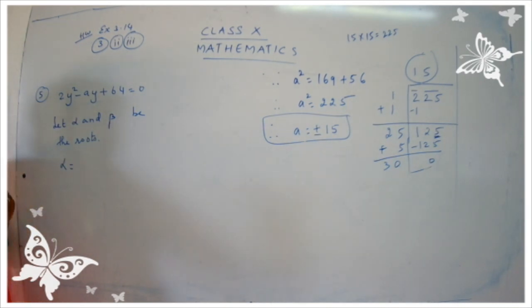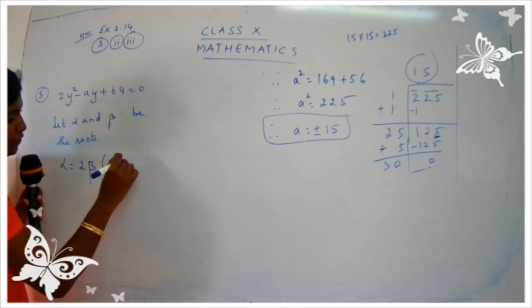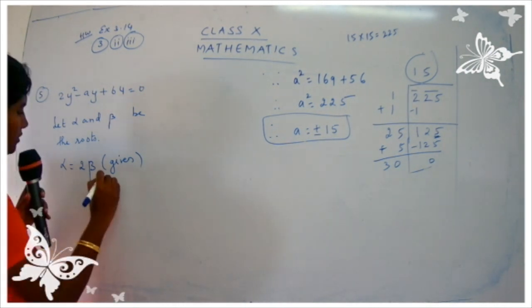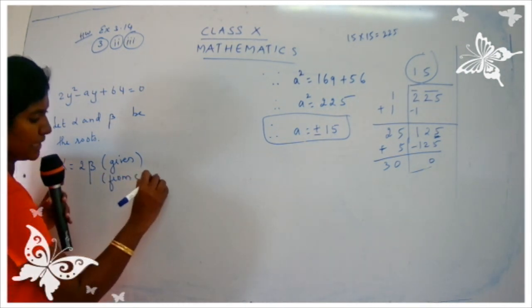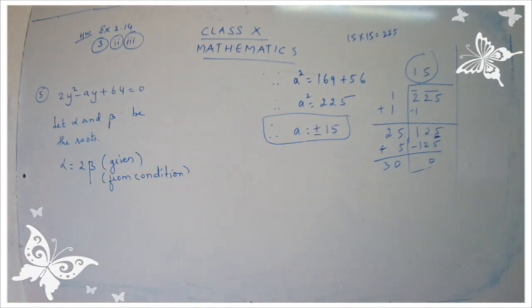So we are not taking the same root. We are taking one root and another root. What is the one root here? Alpha. And what is the another root? Beta. But what is the condition given to you? One root is twice. What is the meaning of twice? 2 times. That is, alpha is equal to 2 beta. This is given in the condition. So write down: given, or from condition, alpha is equal to 2 beta.